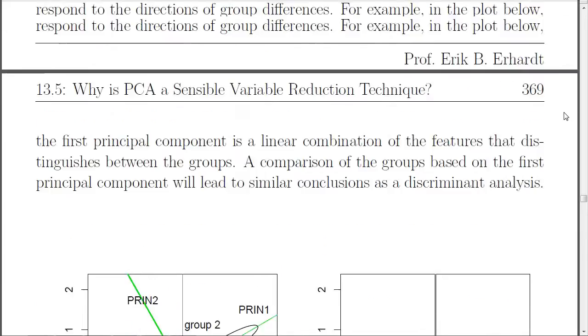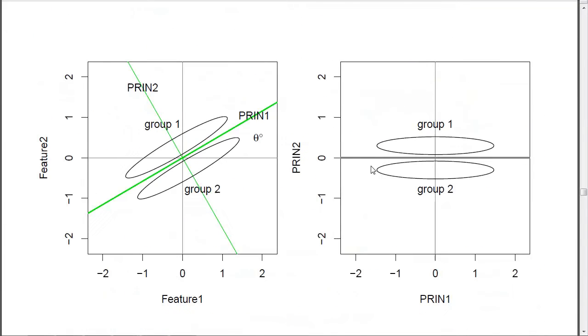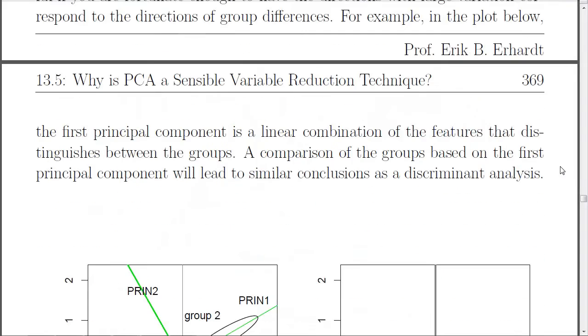If I scroll up for a moment to the previous example, the best discriminant rule is effectively principal component 2, this line that separates those two groups. All right, I'll scroll back down.